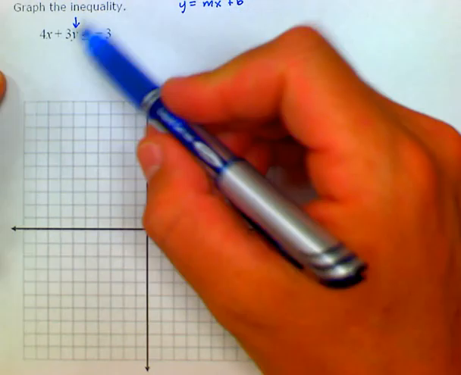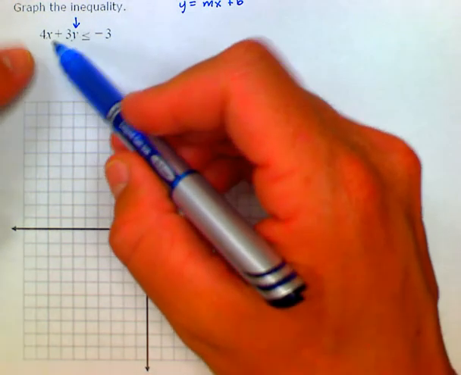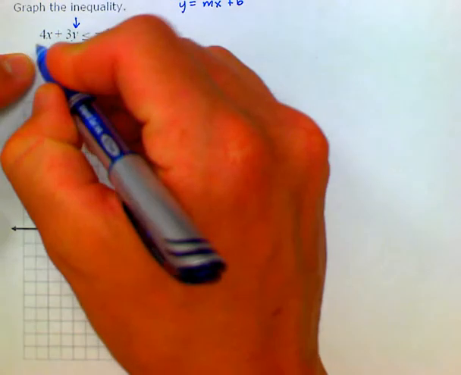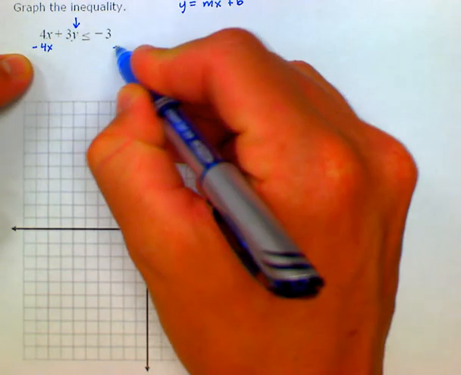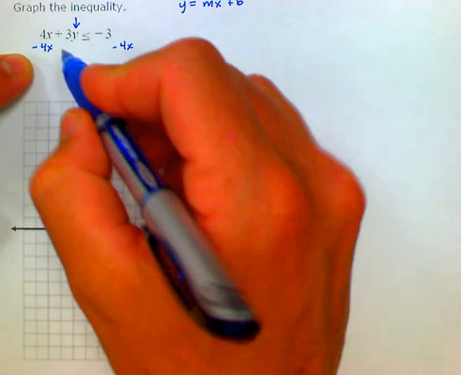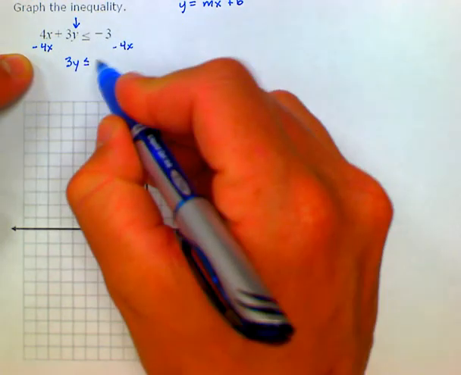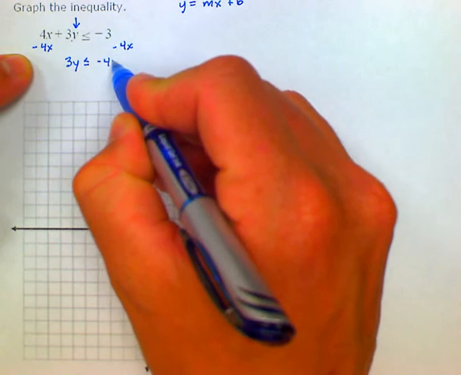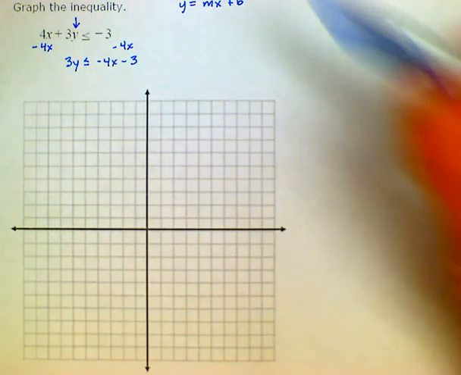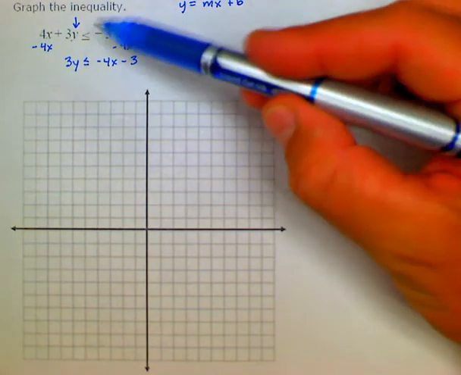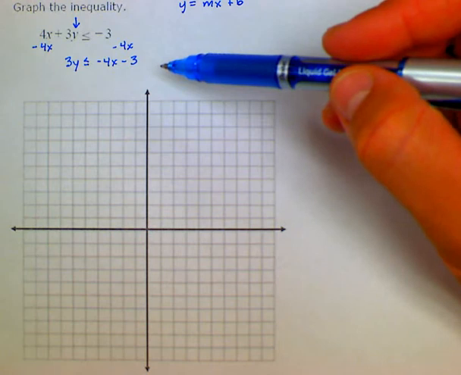Opposite operations tell us if we have a positive 4x here, we would want to subtract 4x from both sides, leaving you with 3y is less than or equal to negative 4x minus 3. And the sign doesn't change because we just subtracted. Remember, the sign would flip if we multiplied or divided by a negative number.